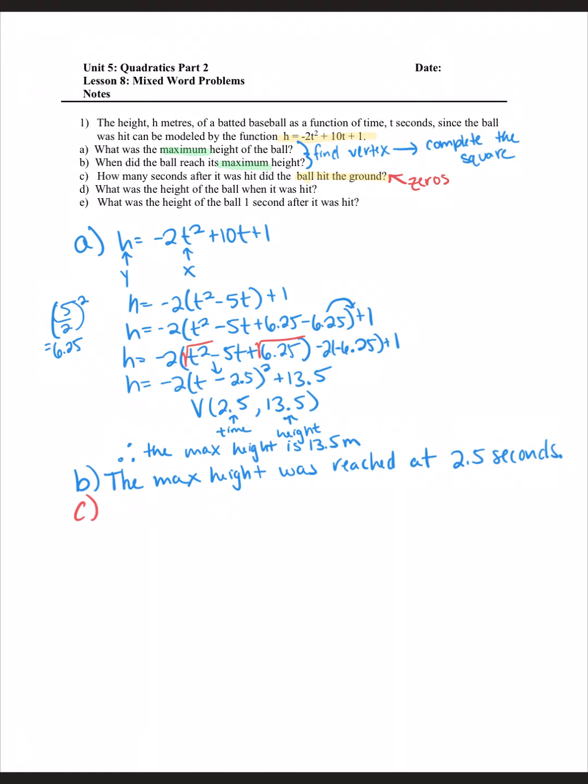So for part C, we'll take a look at if we can factor if I plug in a 0 for my height, right, we're going to have 0 equals negative 2t squared plus 10t plus 1. We have to think about, can we factor this? So are there two numbers that are going to multiply to a negative 2 but add to a positive 10? No. There's nothing that's going to work for that. So we're going to use our quadratic formula.